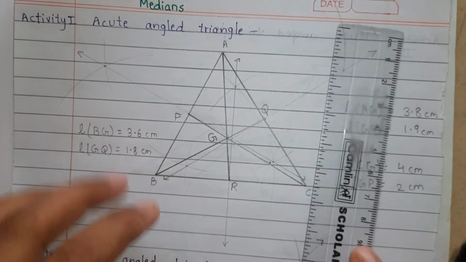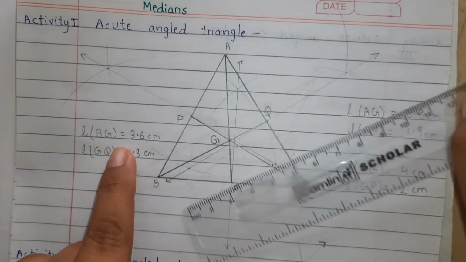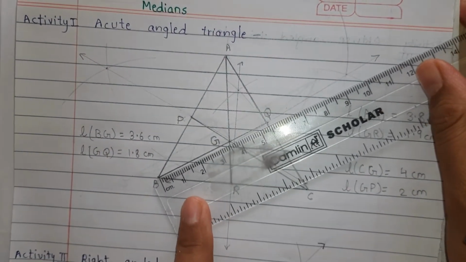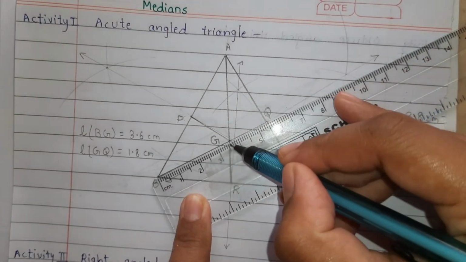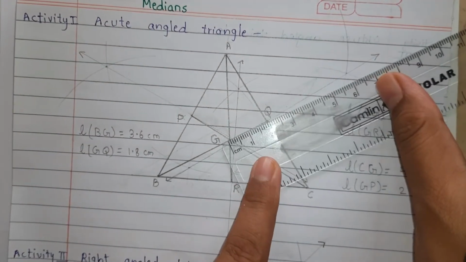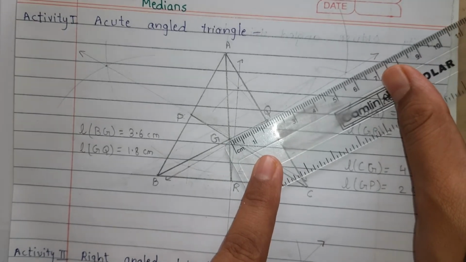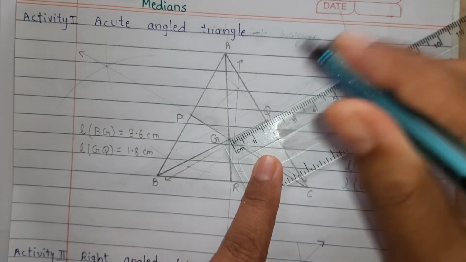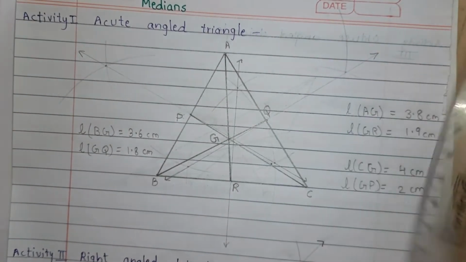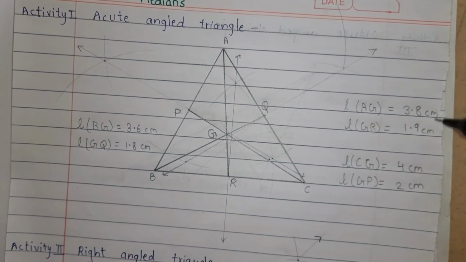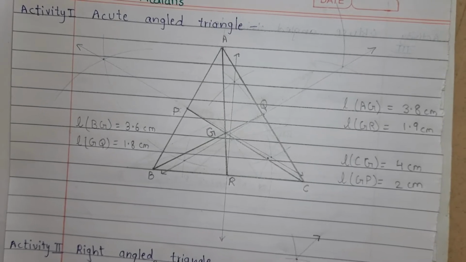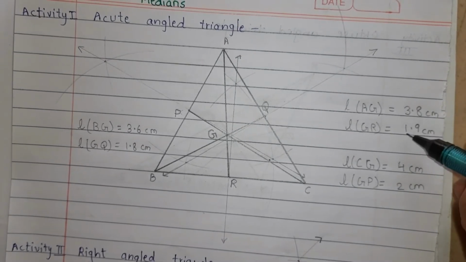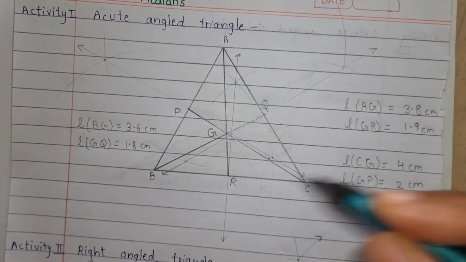Okay. Now the third median. Here we will measure BG. Observe here, BG is 3.6 centimeter and GQ is 1.8 centimeter. So when you observe all these lengths, what is the relation that you can make between these two parts of the median, AG and GR?